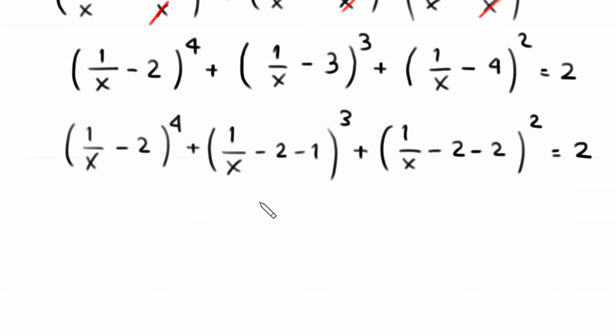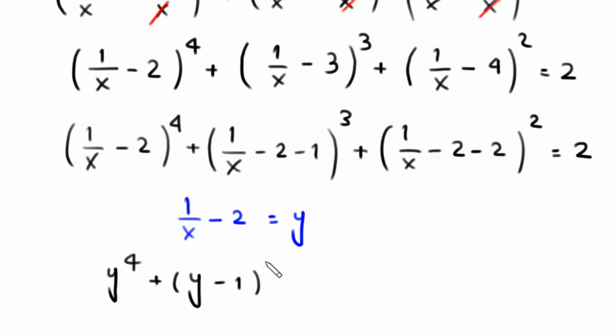Now to simplify the solution, we suppose that 1 over x minus 2 equal to y. So this equation will become y to the power 4 plus (y minus 1) cubed plus (y minus 2) squared equal to 2.